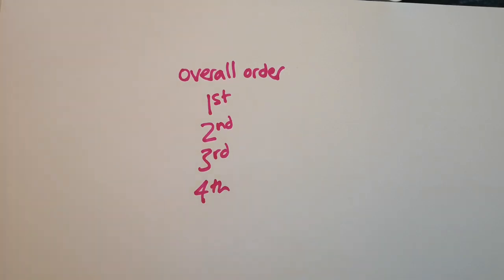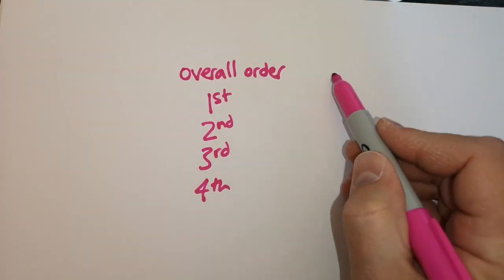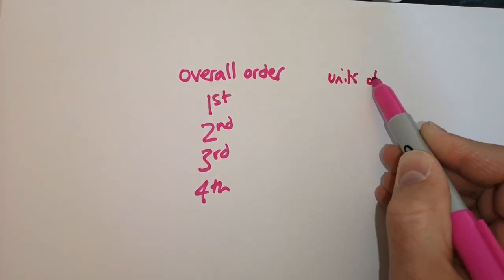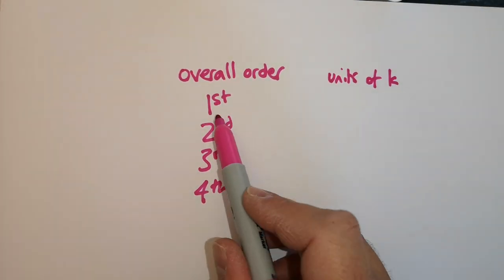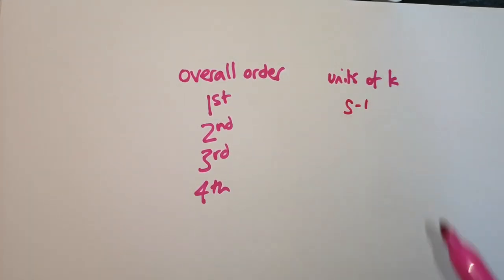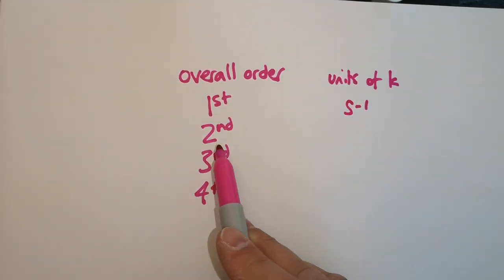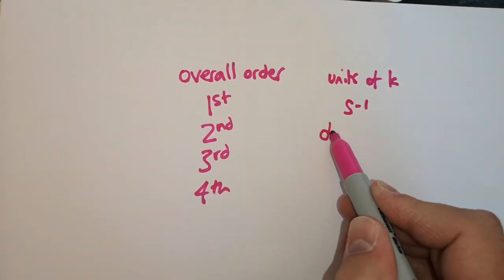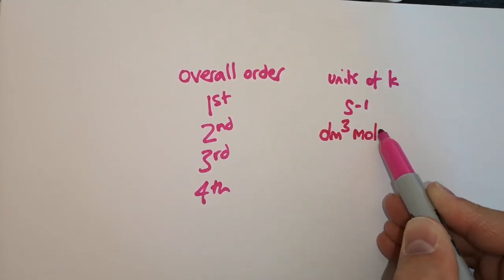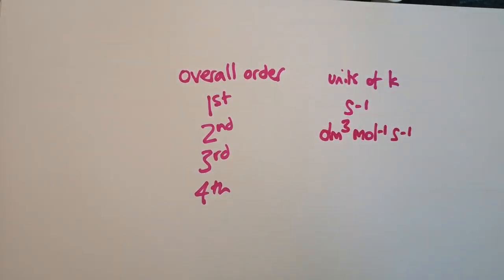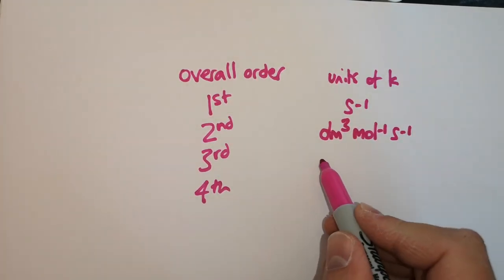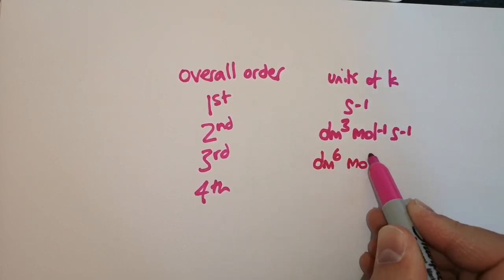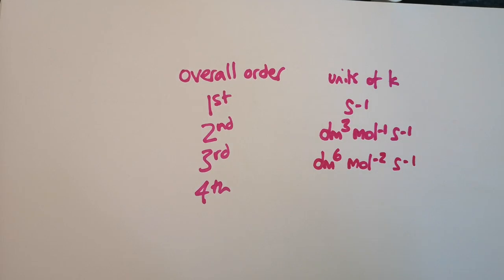So what we can look at is what are the units of each type of overall order. Now they can differ. So the units of K in each case differ because there are different numbers of concentration terms. So in first overall order, the units of K are s to the minus 1. In overall order second, which is like the example I did on the previous video, the units of K are dm 3 mole to the minus 1 s to the minus 1. The example I just carried out was a third order overall, so that is dm to the 6 moles to the minus 2 s to the minus 1.